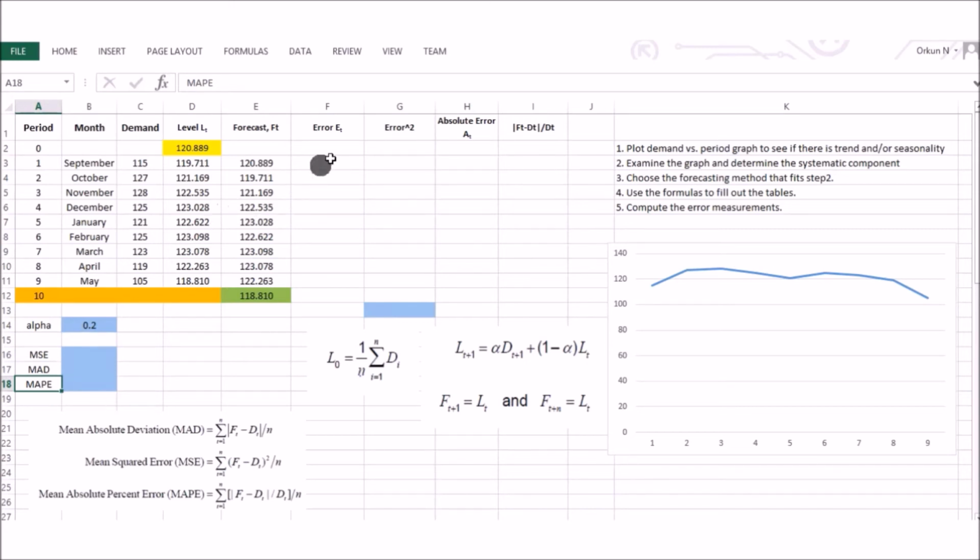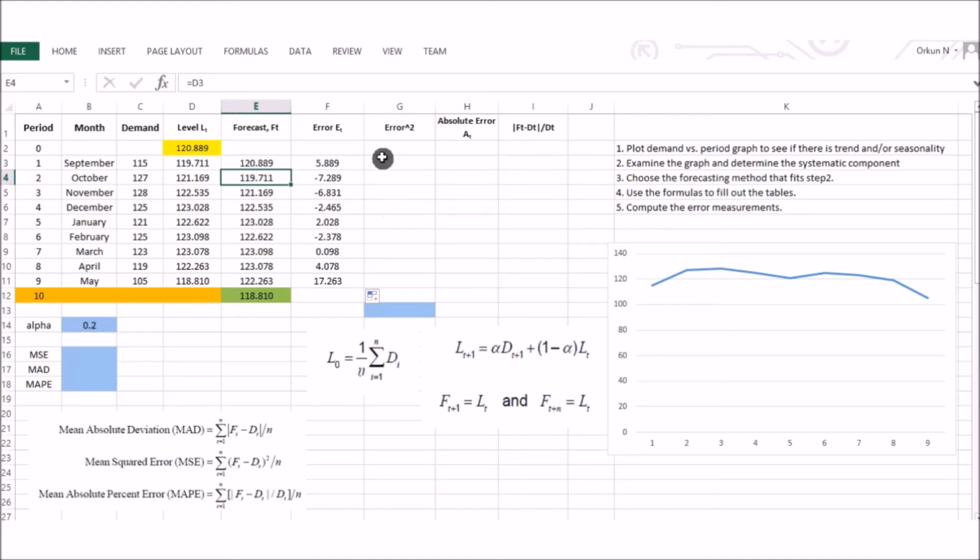For starting, I need to compute the error in my forecast. That is represented by the difference between forecast and the actual demand. Drag it down and find it. So for the first one, I found 5.8 more than my actual demand because 115 and 120. For the second one, I forecasted 7.2 less than the actual demand and so on. So error gives me these values.